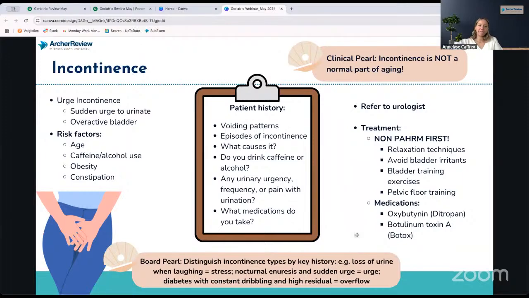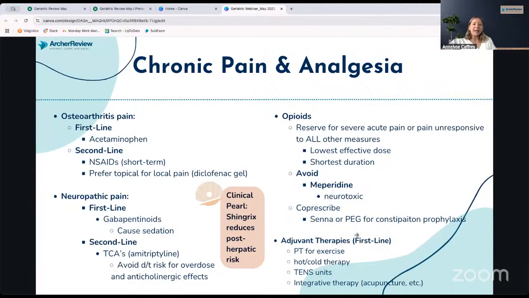Chronic pain, it's really complex in older adults. My rule of thumb is number one, do not reach for an opioid. And then number two, still don't reach for an opioid. We really try to avoid high level drugs like that. The best options for older adults, especially for things like osteoarthritis, are going to be acetaminophen, NSAIDs. If you're going to do an NSAID, make sure you're doing it with a PPI.